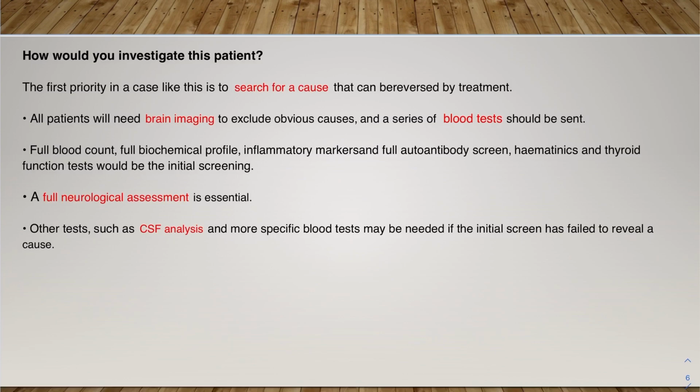All patients with cerebellar syndrome will need brain imaging to exclude an obvious cause, and a series of blood tests should be sent. We want to do the full blood count, biochemical profile, inflammatory markers, full antibody screen, hematinics and thyroid function tests as the initial screening. A full neurological examination is essential. Then we have other tests if you cannot find the cause, like CSF analysis, or more specific blood tests may be needed if the initial screen has failed to reveal a cause.